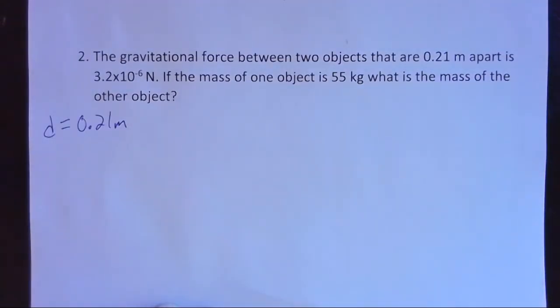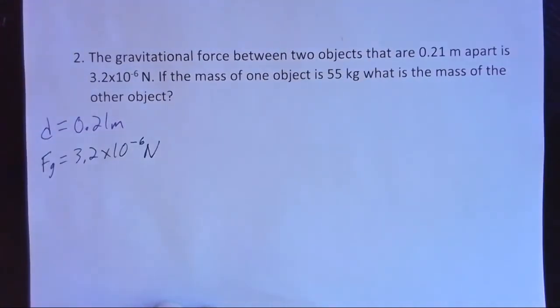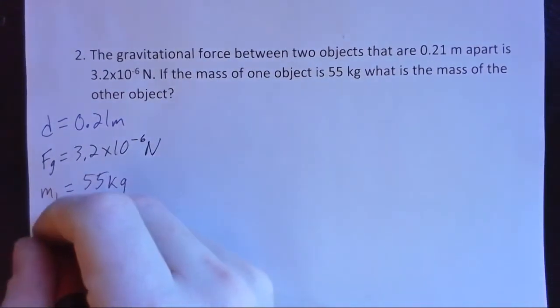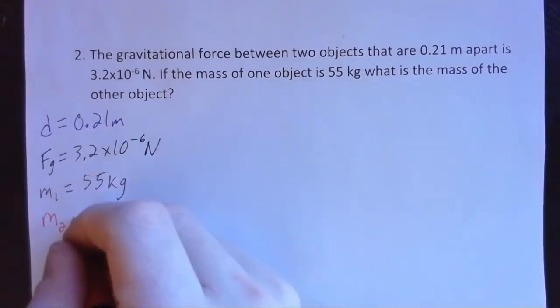The distance is given to us as 0.21 meters. The gravitational force is given as 3.2 times 10 to the negative 6 newtons. The mass of the first object is 55 kilograms. The mass of the second object is what we're solving for.